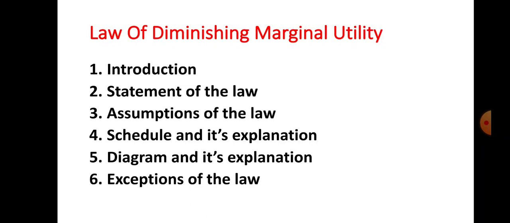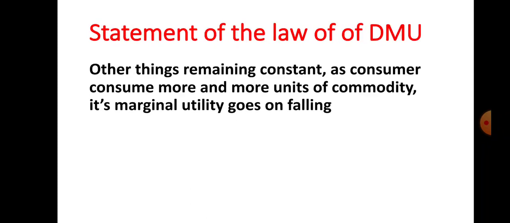Now let us see the next topic in the second chapter, utility analysis: the law of diminishing marginal utility. Some important points are given under this law. Number 1, introduction. Number 2, statement of the law. Number 3, assumptions of the law. Number 4, schedule and its explanation. Number 5, diagram and its explanation. And number 6, exceptions of the law. So these are the important points under the law of diminishing marginal utility.